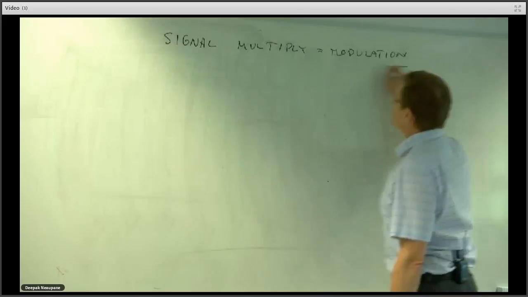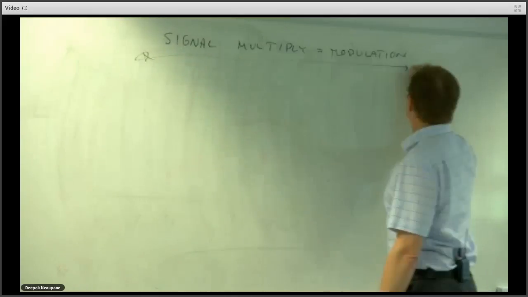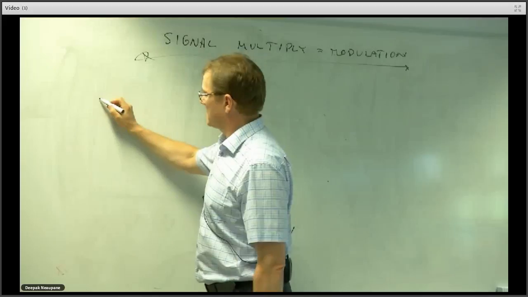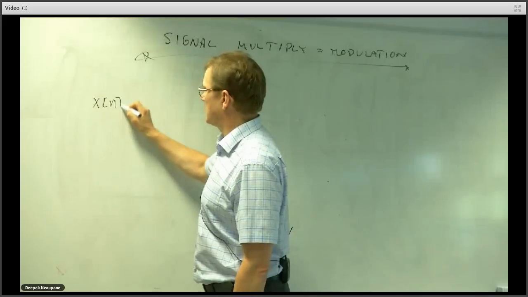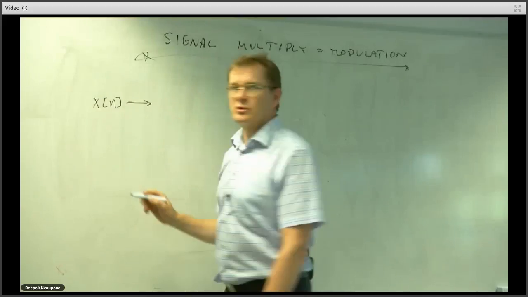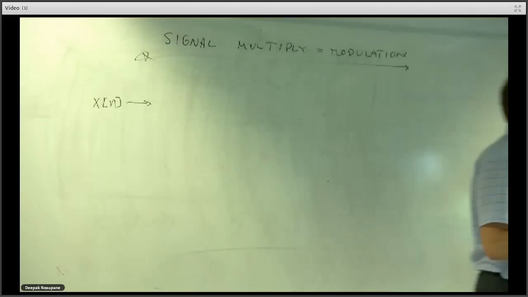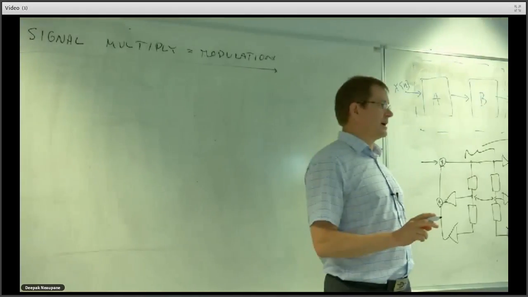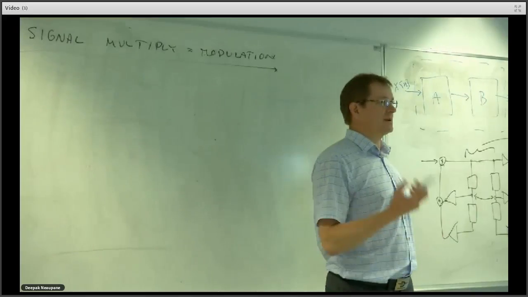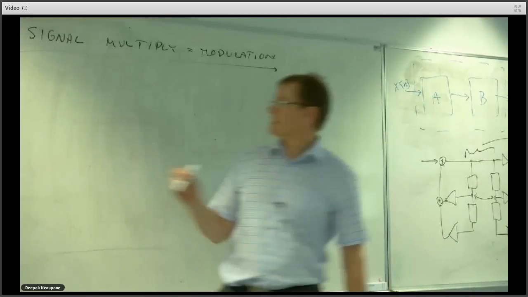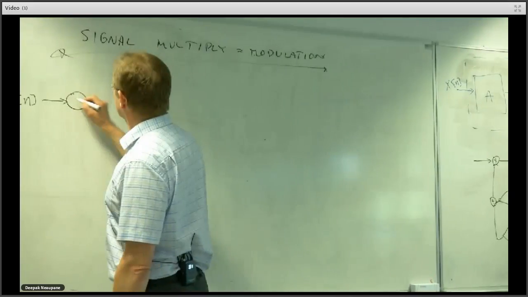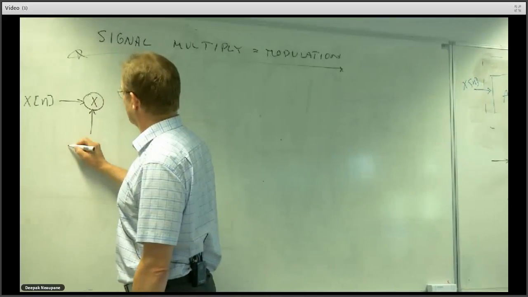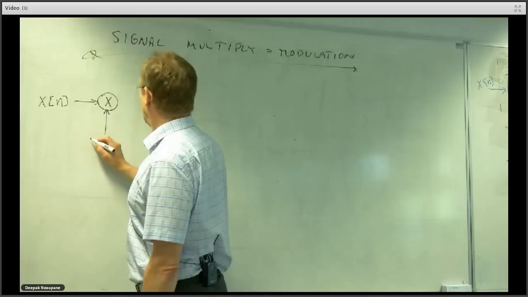Modulation, same as signal multiply. Fundamentally, just an example of how to modulate: use amplitude modulation of a signal, how to generate an amplitude modulation signal. You basically just multiply. Okay.